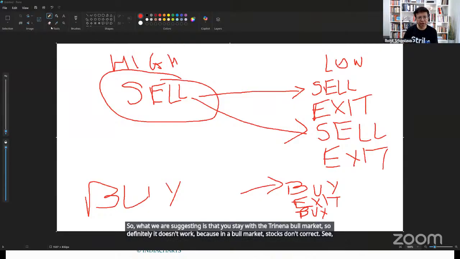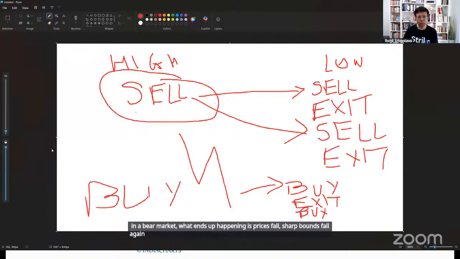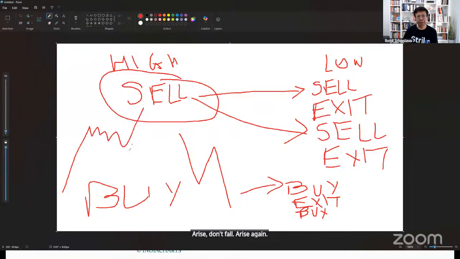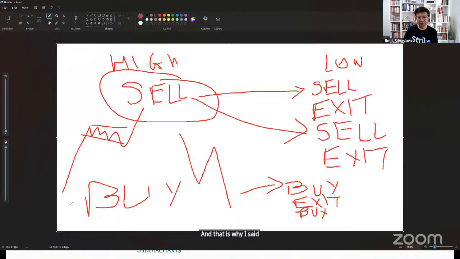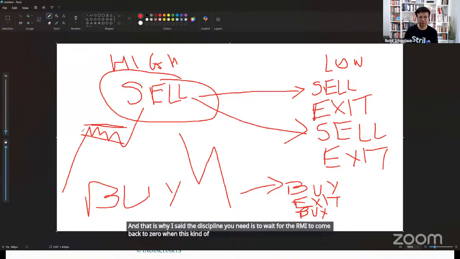See, in a bear market, what ends up happening is prices fall, sharp bounce, fall again. In a bull market, rise, don't fall, rise again. Sometimes you fall a little more, sometimes you fall less, sometimes you hardly fall. It goes up. So trying to short this kind of a sideways range is just a waste of time. And that is why I said the discipline you need is to wait for the RMI to come back to zero when this kind of a consolidation is happening.